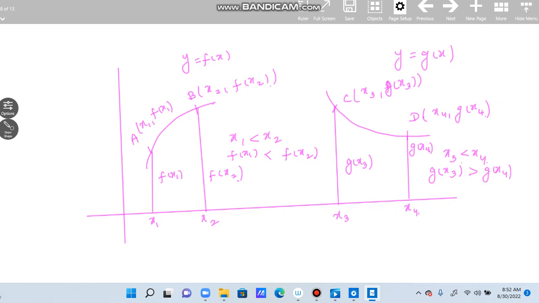That is, if x3 is less than x4, we get for a decreasing function that the inequality is not maintained, and g of x3 is greater than g of x4. Hence, for an increasing function, the inequality will be maintained, and for a decreasing function, the inequality will be reversed. We note this by an up arrow for an increasing function and a down arrow for a decreasing function. Now let me also choose an example to prove this.